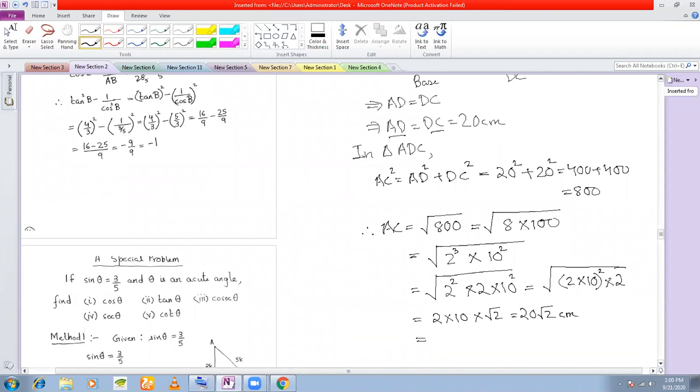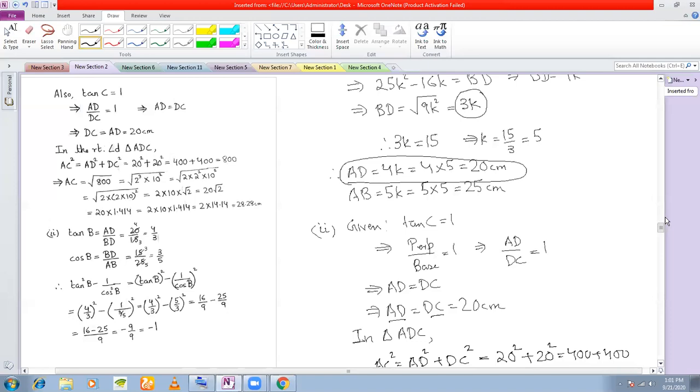Now because square root of 2 I told you to remember, you can express this in decimal also. 20 root 2 you can write as 20 into 1.414. And this you will get as 28.28, I think, centimeters. So this is your length of AC. So I have answered the first part of the question.